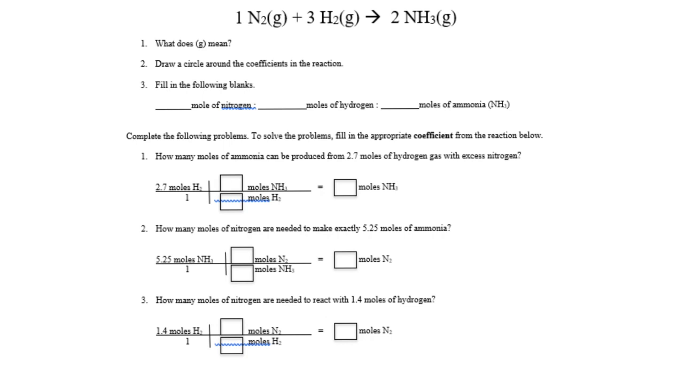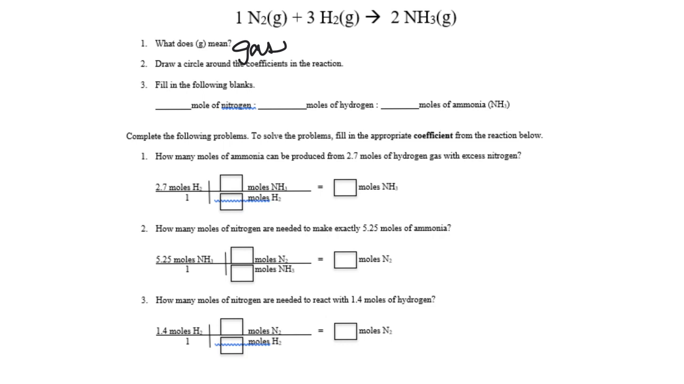Now, this doesn't really have anything to do with stoichiometry. It's just a reminder of chemical reactions and information that's given. So G means gas. So remember, if there's a G, it's a gas. If it's an L, it's a liquid. AQ, aqueous. S is solid.